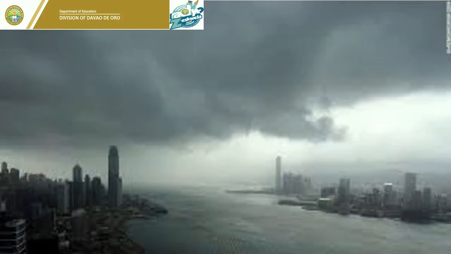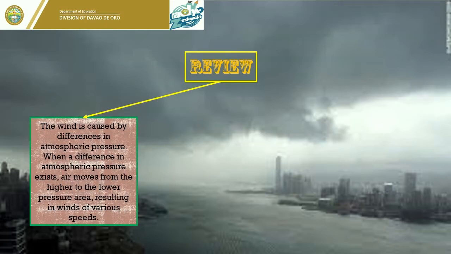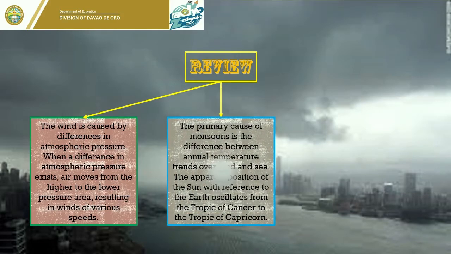We are now on a new topic for the second quarter in Science Grade 8. But before we start and introduce our topic this morning, let us first have a quick icebreaker of the previous ideas and information you have learned from your previous experiences. In grade 7, you learned concepts that help you understand why the wind blows. The wind is caused by differences in atmospheric pressure. When a difference in atmospheric pressure exists, air moves from the higher to the lower pressure area, resulting in winds of various speeds.